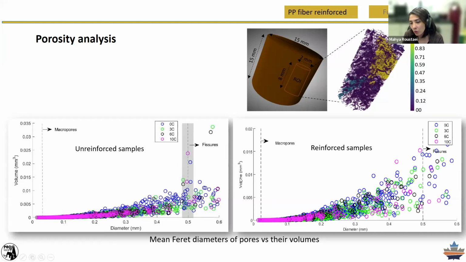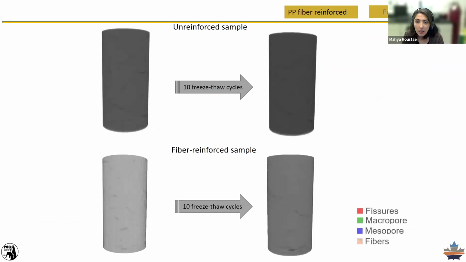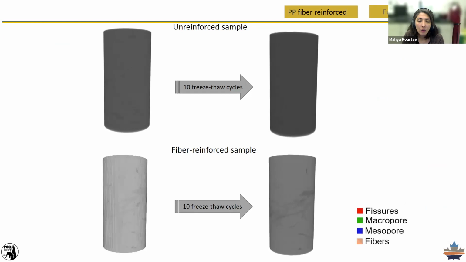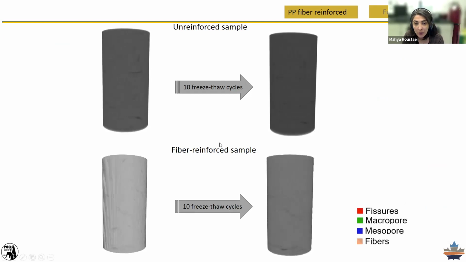I don't want to go into the details of these figures, and I just want to let you know that in porosity analysis, you can put your porosity in different orders and find out the distribution of those orders, the volume of those orders, even the surface of that porosity type, whether it's a macropore, a mesopore, or fissures, and find out the changes of the fissures in different samples, which I did here, and I found that the unreinforced sample has higher fissures after the freeze-thaw cycles.